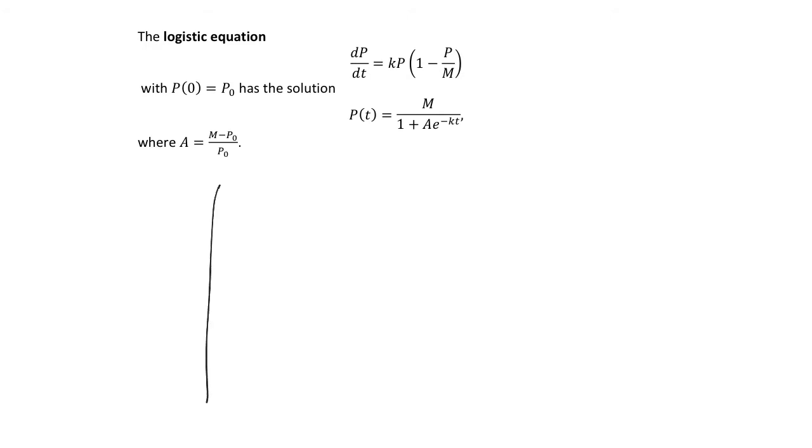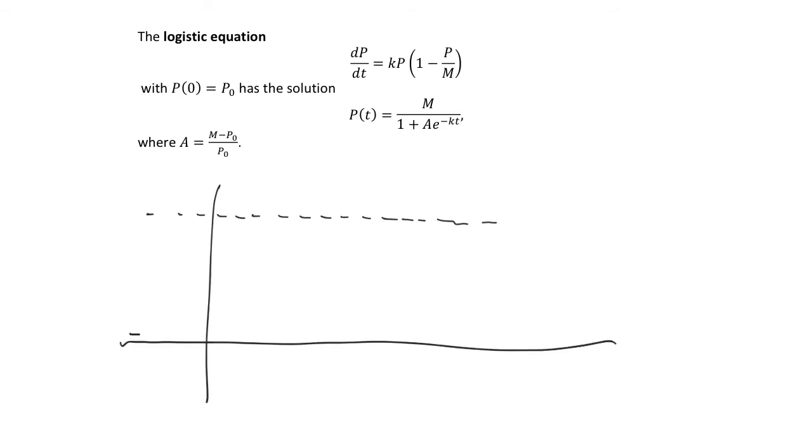The graphs look something like this. The carrying capacity is up here. And we saw they have this S-shaped curve to them. Now I drew my initial value very, very low there, P0. A, well, it says it's m minus P0 divided by P0. P0 is pretty easy to depict. We're moving up and down. That's the value for P0.